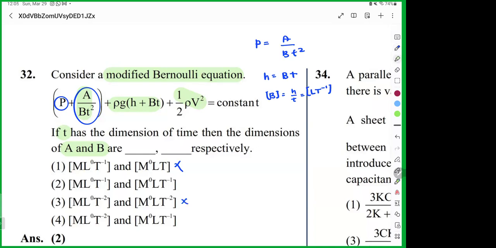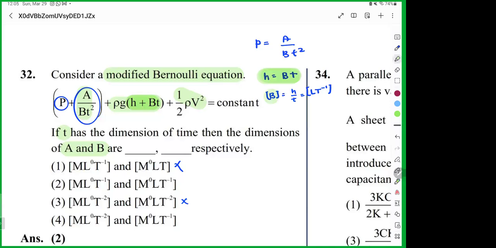Correct? Easy. Why? Whenever you add anything, the dimension unit will remain the same. h will be equal to bt, so the b dimension unit will be h by t. h is height, so length. t is time. So at least we know this.